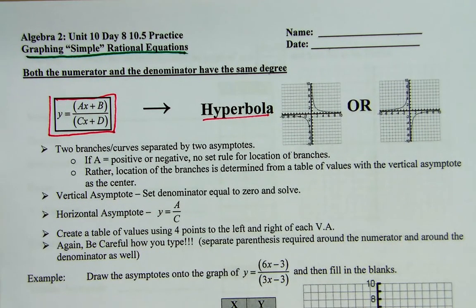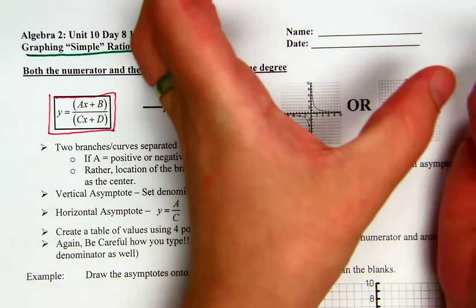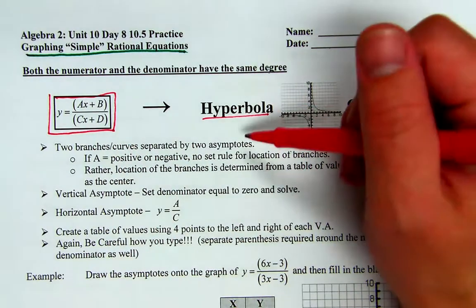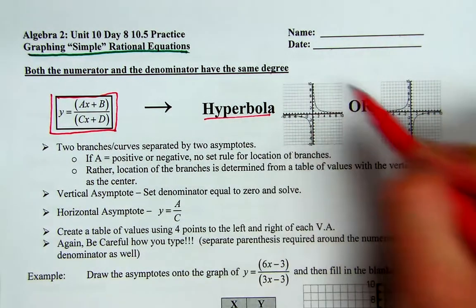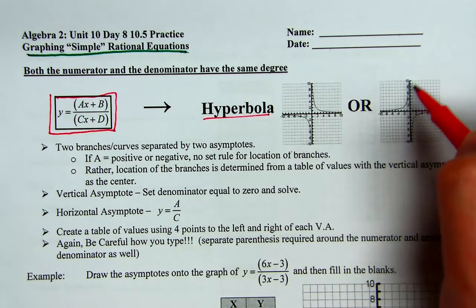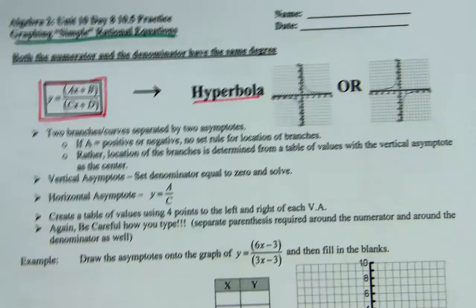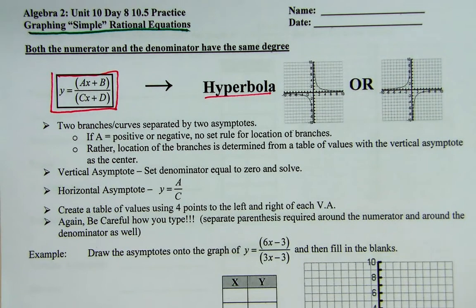Some people think, oh, hey, look, there's a bowl here, there's a bowl here. I don't know. But hyperbolas are what they're called. They look like this or this. And then we're going to see some shifts on those as well. So what is a hyperbola?